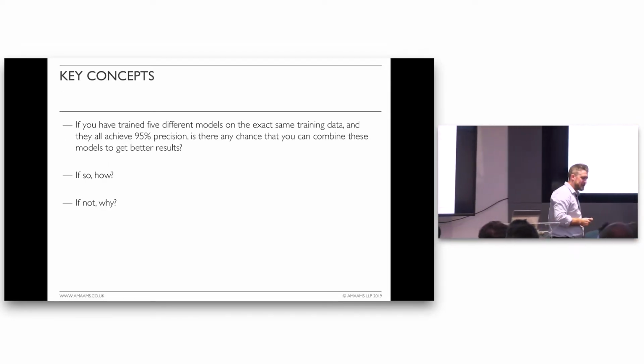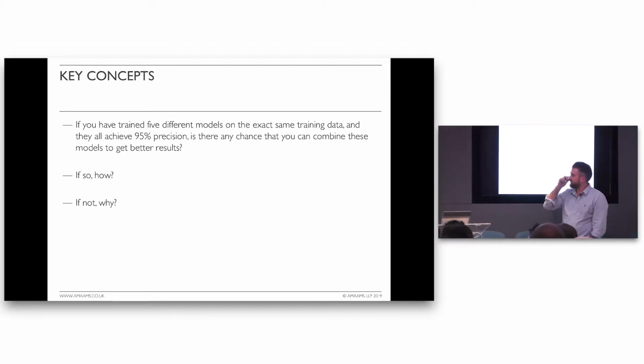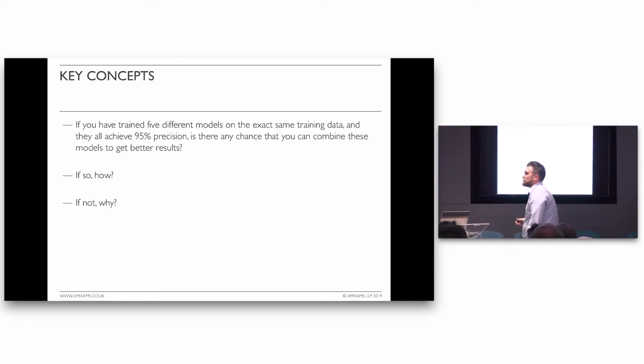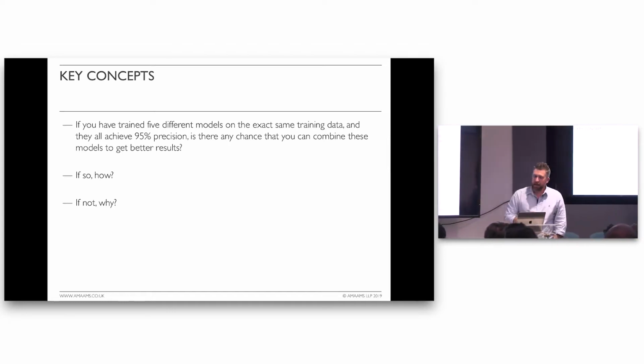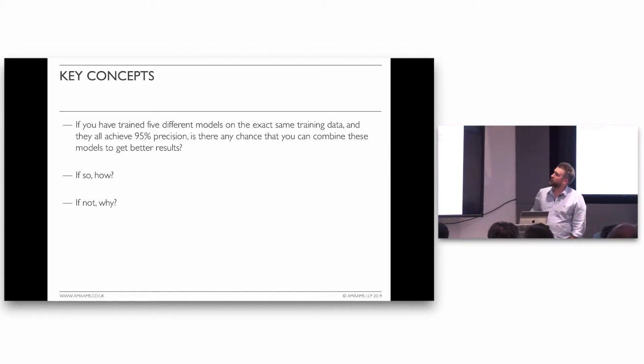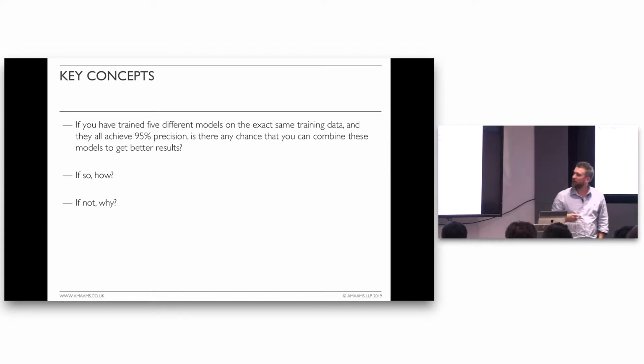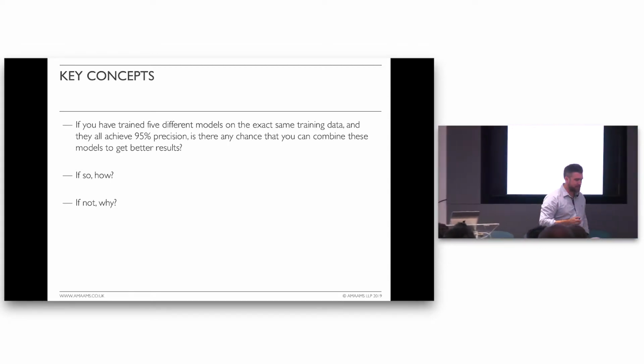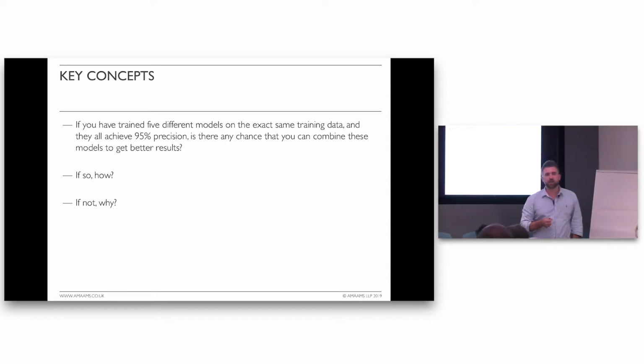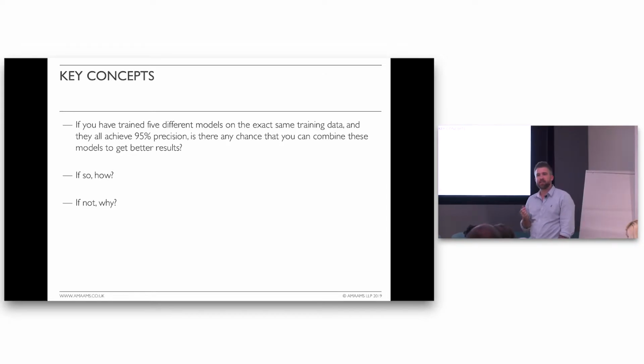So if we're going to manipulate data, say we've got 5 different models using the same training data, and they do a good job, right, 95%. Do we think that's a good thing or a bad thing? How do we think they could do it? Why could they do it that way?